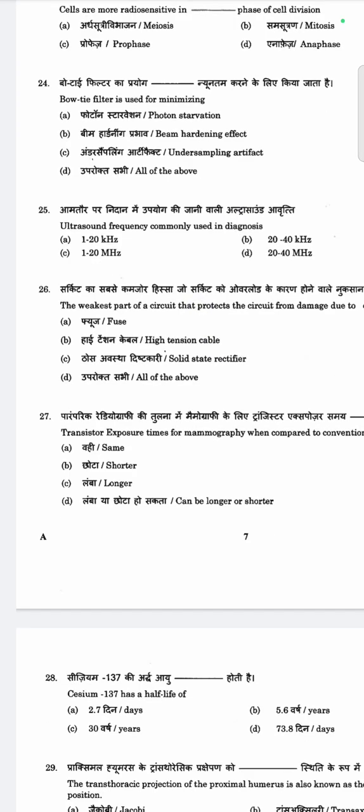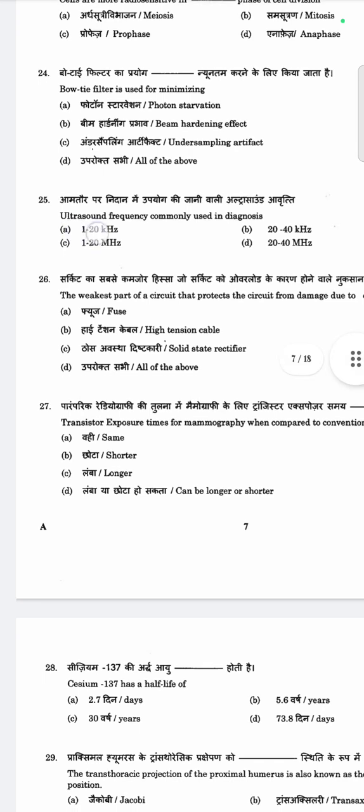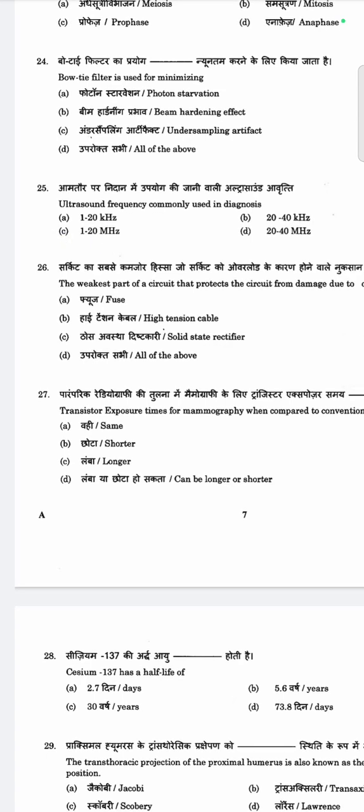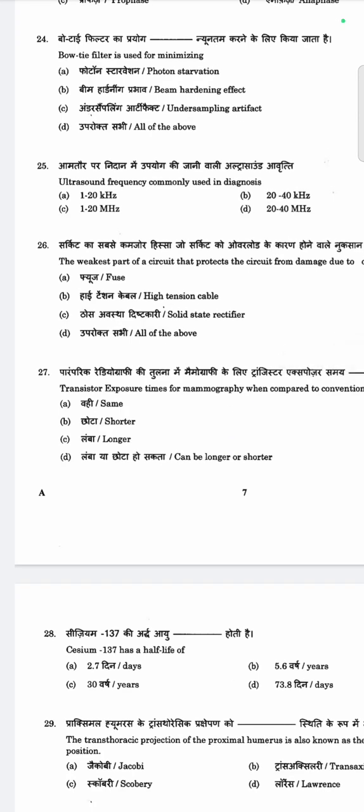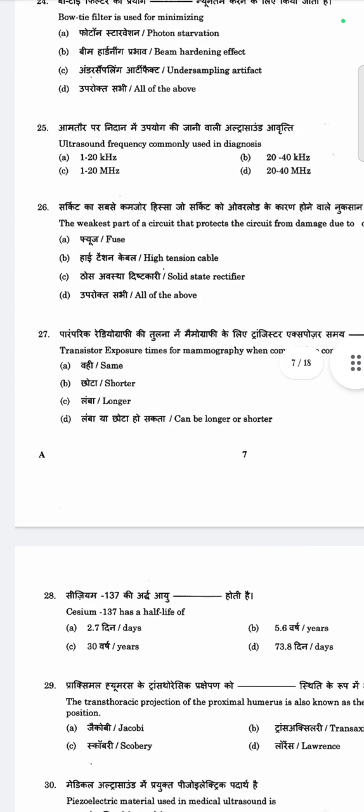Question 25: Ultrasound frequency commonly used for diagnosis is: option 1, 1 to 20 kilohertz; option 2, 20 to 40 kilohertz; C, 1 to 20 megahertz; D, 20 to 40 megahertz. So the correct answer is C. And 20 to 40 kilohertz is hearing sound range. The correct answer is C.